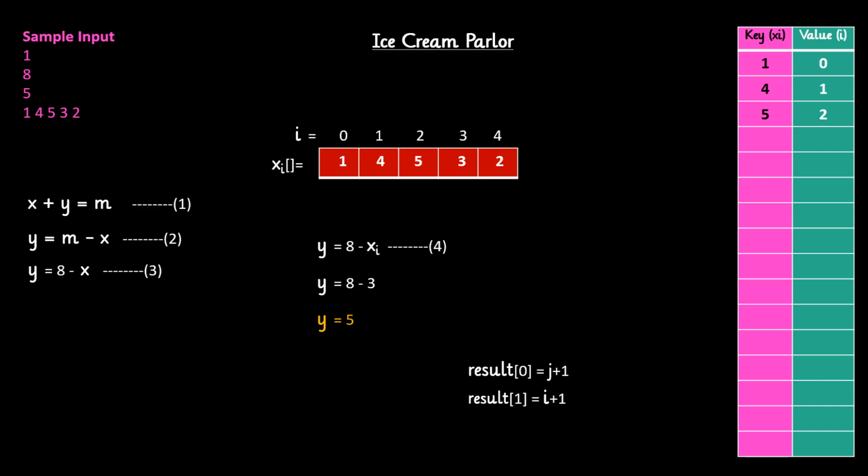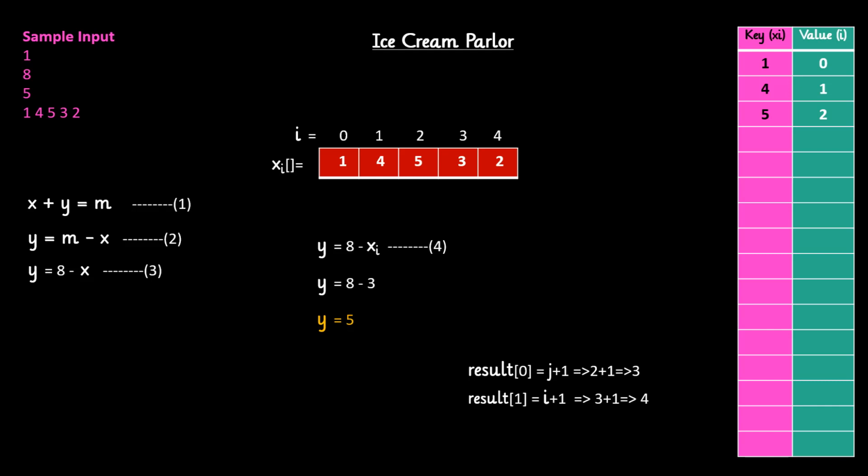And why in result 0 have we stored j? Why not i? Because result 0 is the first element which we are picking from the array. If something is already present in the map, it means that element comes before, right? So that is the reason whatever index is present inside the map, which is j, we are going to store into result 0. And result 1 will be i plus 1. So if you put the values of i and j, the result will be 3 and 4.